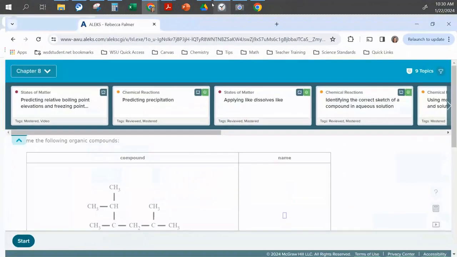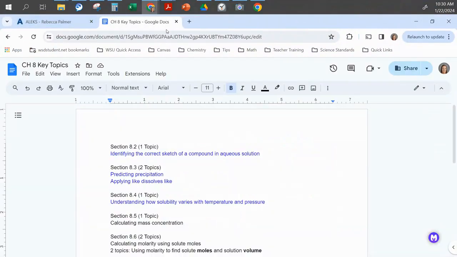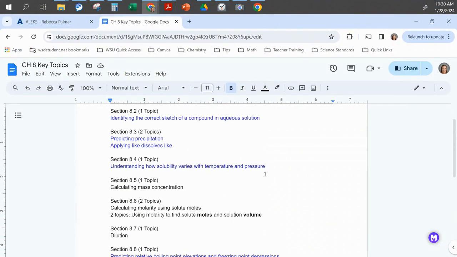Okay. Here we go. So this is chapter 8. We're going through the topics. Here is my list of topics that we need to get through. So last time, did we talk about like dissolves like? We talked about hydrogen bonding or ionic dissolves in polar. Okay. So this is the next question that we need to go over.